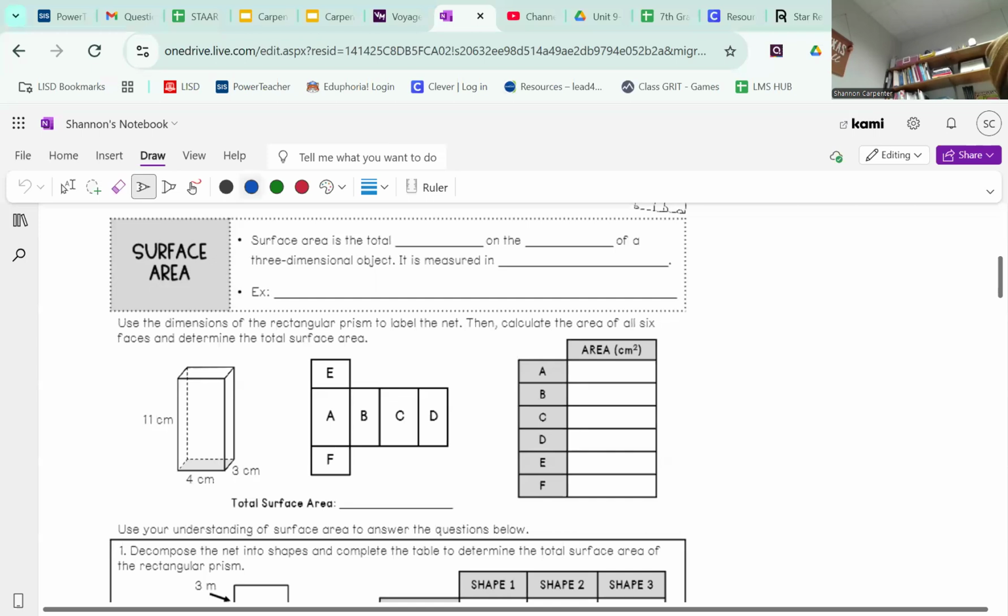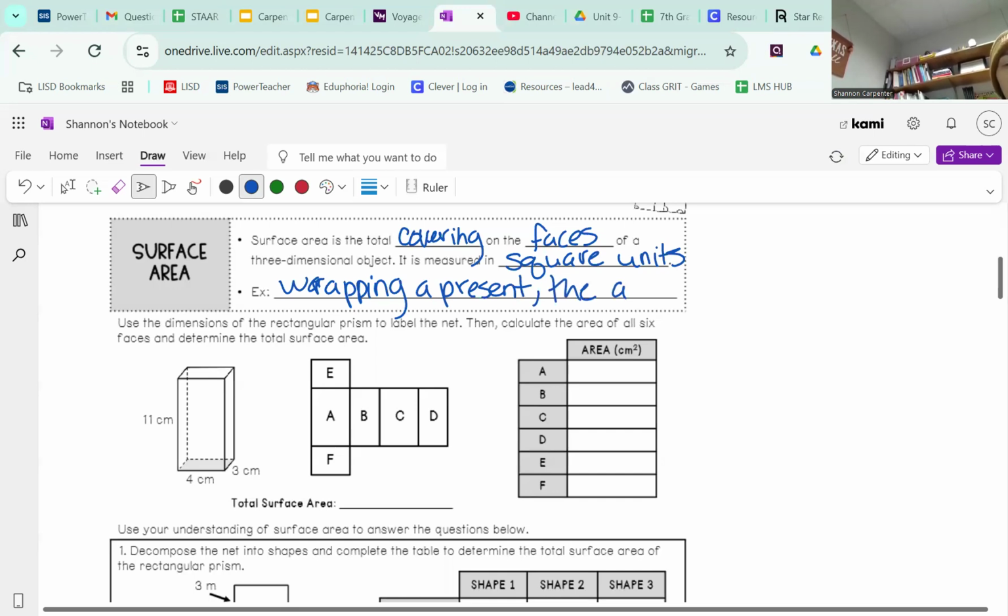Okay, so surface area is the total covering on the faces of a three-dimensional object. It is measured in square units. An example of this would be wrapping a present. When you wrap a present, you're covering the surface area, or the amount of cardboard on a box.